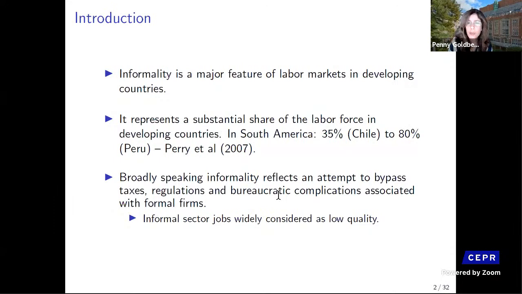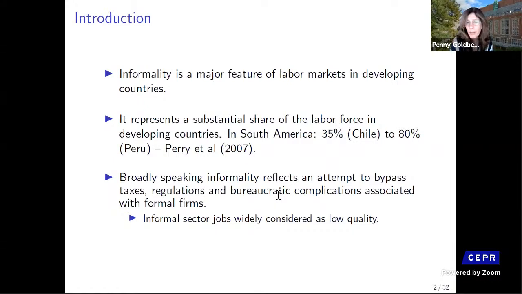And moreover, this is a feature that has proven to be resilient to trade liberalization and to growth. Originally there was this view that as countries grow and become richer, informality would go down. And it's true that in high income countries, informality is relatively low. On the other hand, in many lower income countries, we saw a very rapid increase in aggregate income over the last few decades, but we didn't see a substantial decrease in informality. Again, an extreme case is India, where the percentage of informality is above 90% despite fast growth in the last two decades.